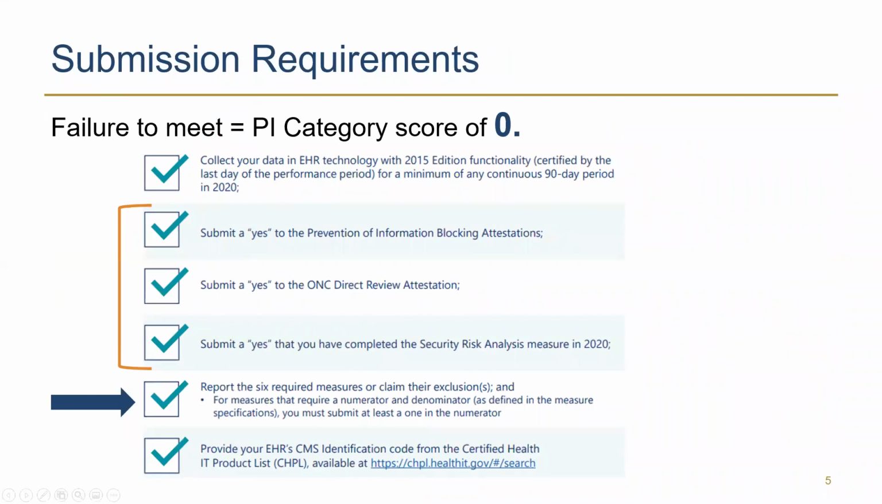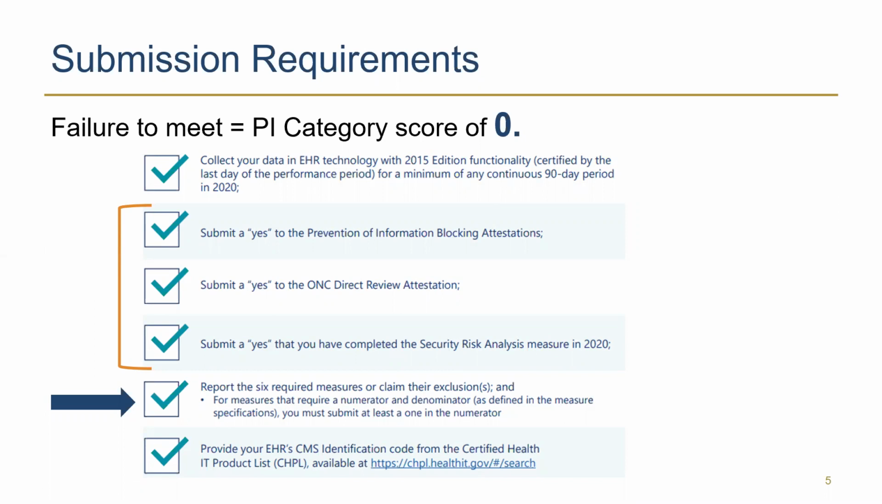This checklist gives the items which must be addressed when submitting your data for the PI category. Notice the 3 items within the orange bracket. These requirements must each be answered yes in order to proceed to submitting the measure data. If any of these are no, then the score for the PI category will be 0.